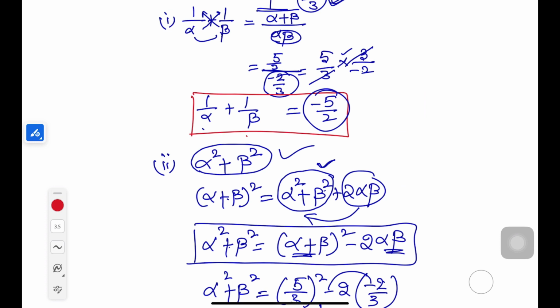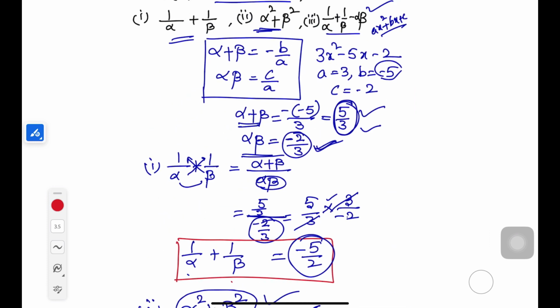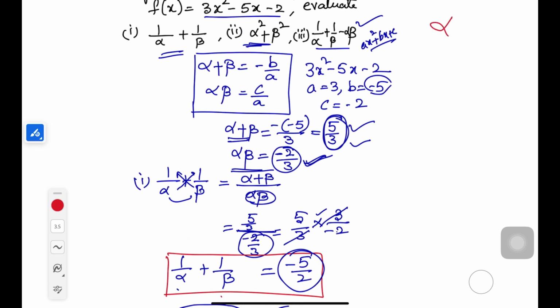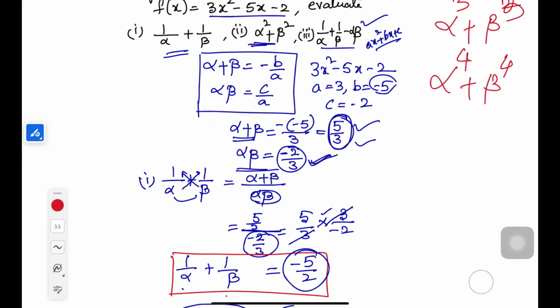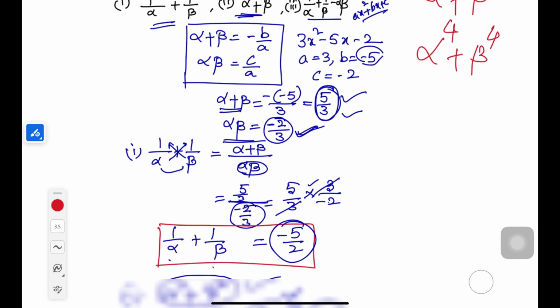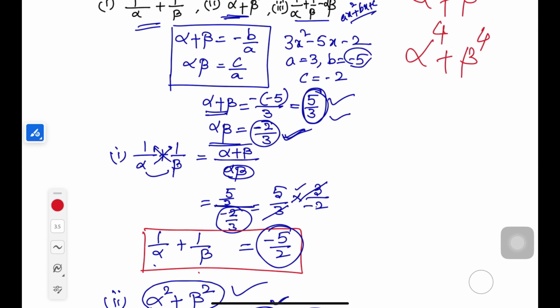There are many types of sums like this that they will be giving. Like they may ask you alpha cube plus beta cube, or alpha power 4 plus beta power 4, and much more complicated questions also they can give you. So we will discuss this type of sums in our further videos.